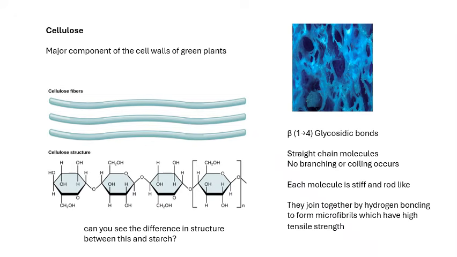Okay, and they join together by hydrogen bonding to form microfibrils, which have a high tensile strength. Now, cellulose is a very important component to make cell walls. We know that plants have cell walls, and that gives them structure, and it protects them. It gives them strength as well, because plants don't have skeletons. And so an important factor in that is the cellulose. Yes, and these cellulose microfibrils have high tensile strength, and that creates the cell walls. And there's a picture of some cellulose just for you.